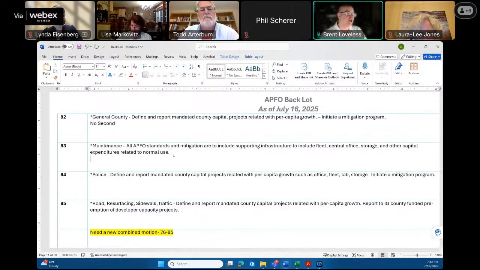Maintenance. A motion that all APFO standards and mitigation are to include supporting infrastructure, to include fleet, central office, storage, and other capital expenditures related to normal use. We typically do not consider the support functions when dealing with APFO tests, and they're a significant amount of our infrastructure requirements. Any second on 83?